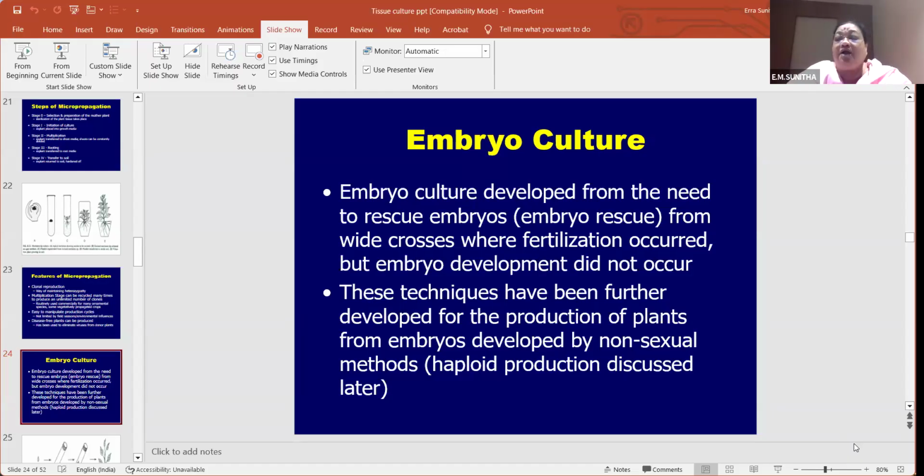See, this is what they are telling you. Embryo culture developed from the need to rescue embryos from wide crosses where fertilization occurred, but embryo development did not occur.